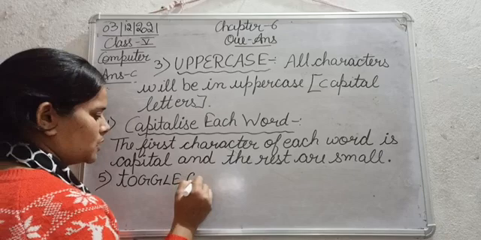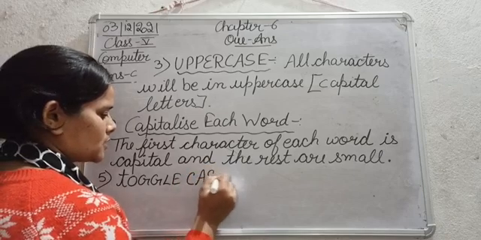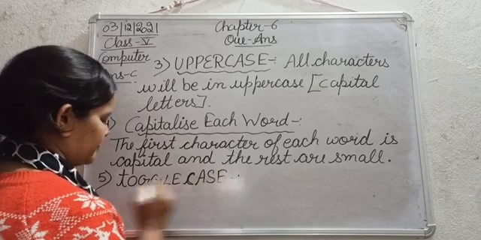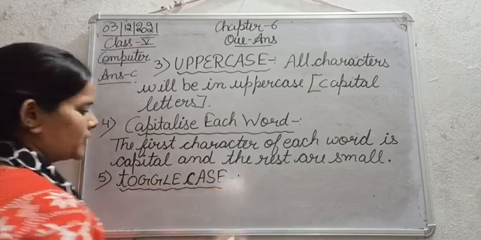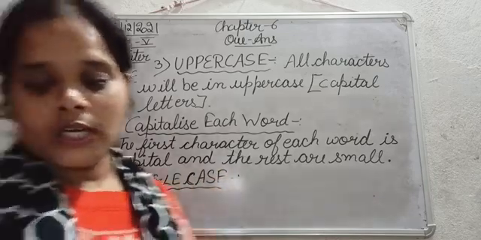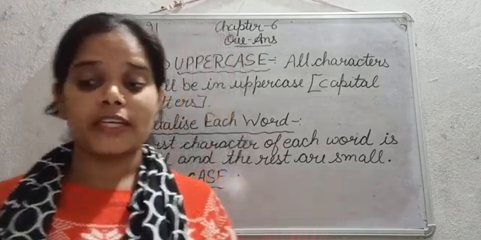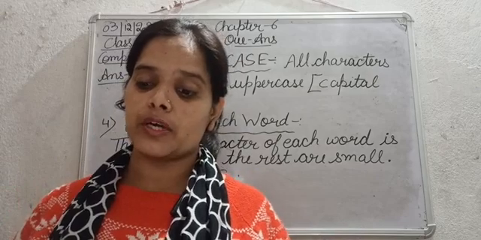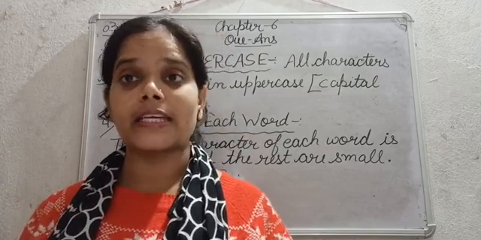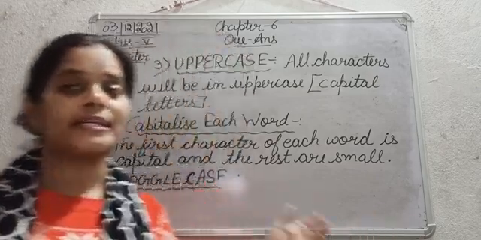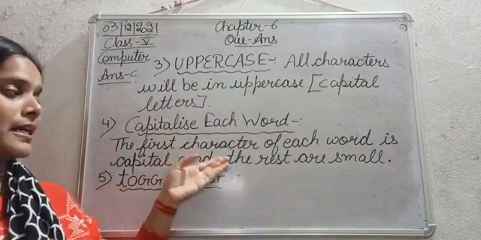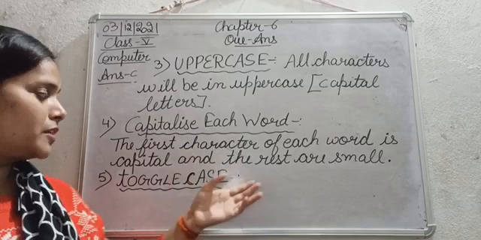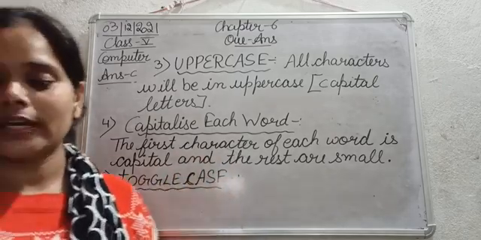Toggle case. Now what is this toggle case? It is the reverse of capitalize each word. That is, the first character of the word will be small and the rest are capital. So toggle case is just the opposite of capitalize each word. In this, the first character of each word is small and the rest are capital.